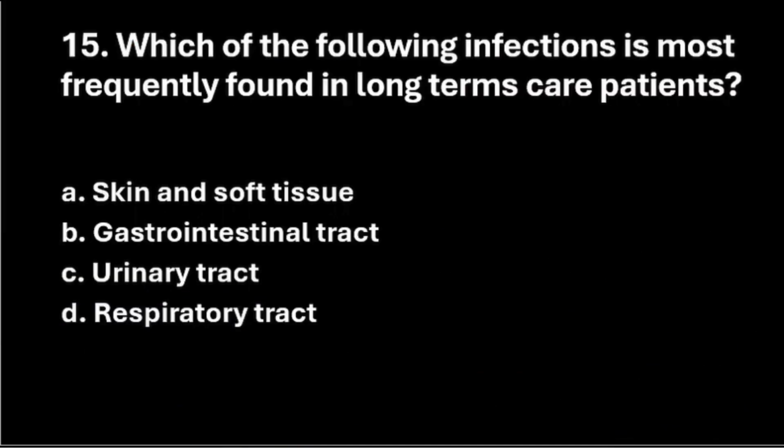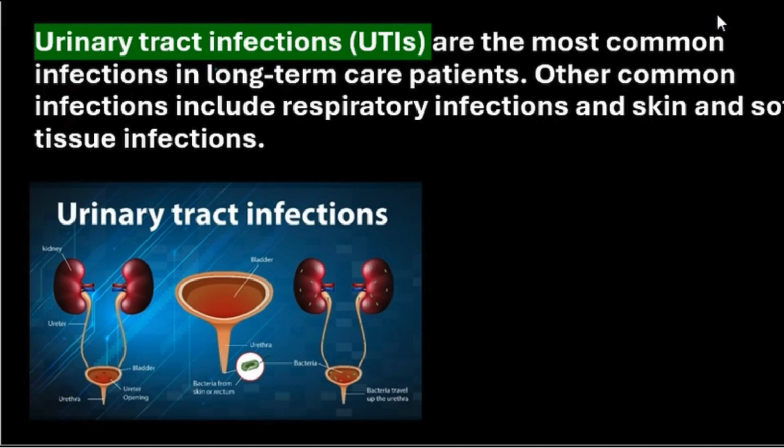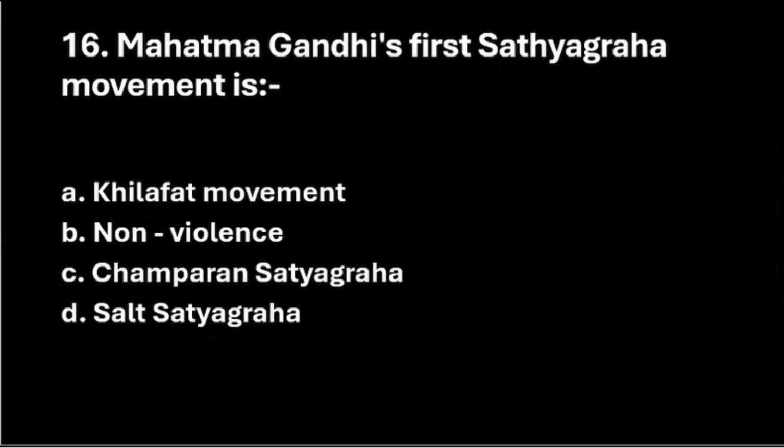Next question. Which of the following infections is most frequently found in long-term care patients? Option A, skin and soft tissue. Option B, gastrointestinal tract. Option C, urinary tract. And option D, respiratory tract. Let us see the right answer. The right answer here is urinary tract infections. Urinary tract infections, or UTI, are the most common infection in long-term care patients. Other common infections include respiratory tract infection, skin infection, soft tissue infection, etc. But the most common infections are UTI, or urinary tract infections.